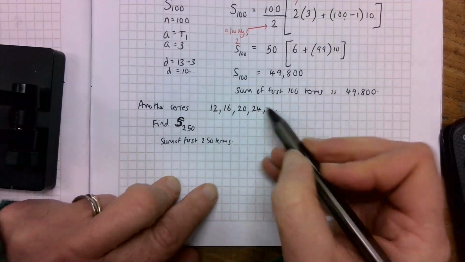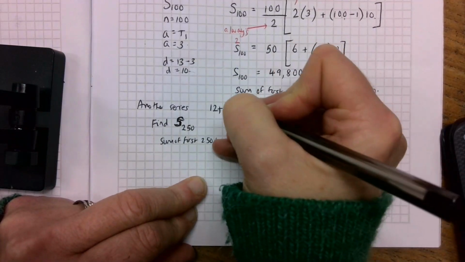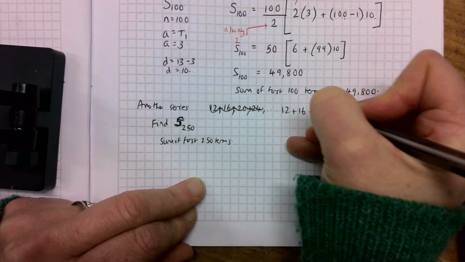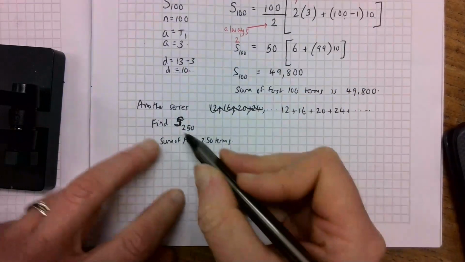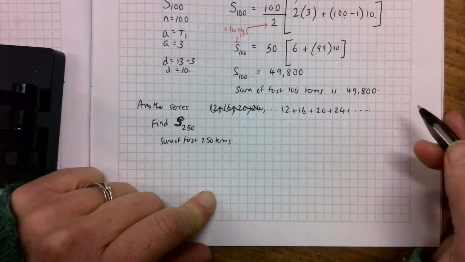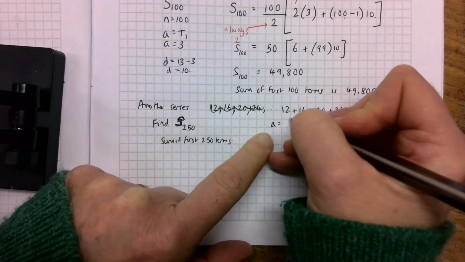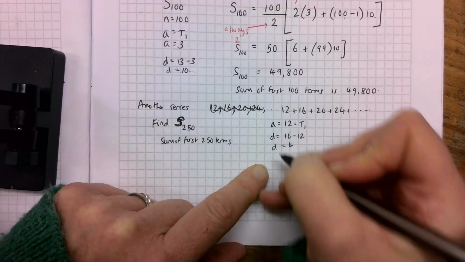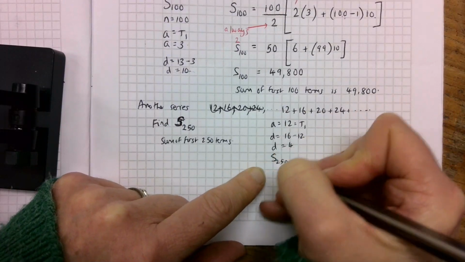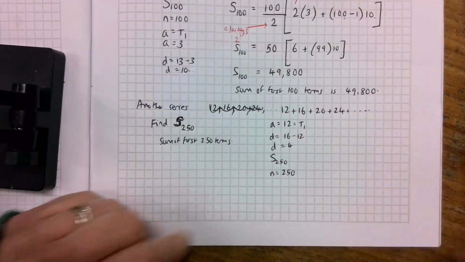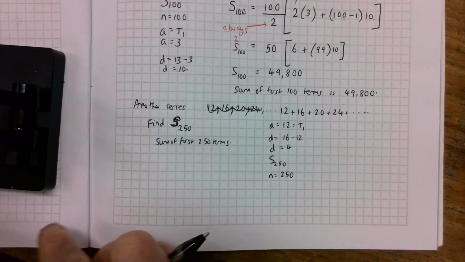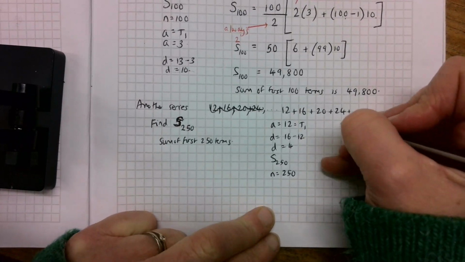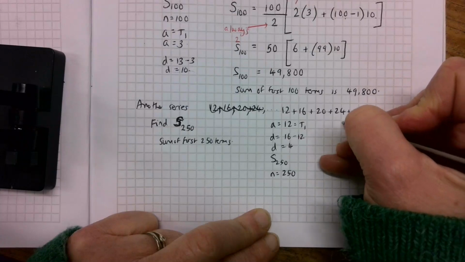So I could plug those into my calculator. 12 plus, because of course that should have been plus, shouldn't it? This was supposed to be helpful, but anyway, we'll get over it. 12 plus, okay? I could plug those into my calculator, but I'm going to use my formula because it'll be quicker. So A is 12, it's the first term. D is 16 minus 12, which is 4. That's the common difference. And I'm trying to find S250, so N is equal to 250. So if you haven't paused it already, pause it now and try and use your formula to find the sum of the first 250 terms.